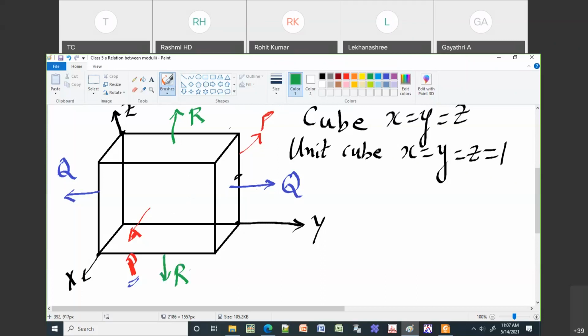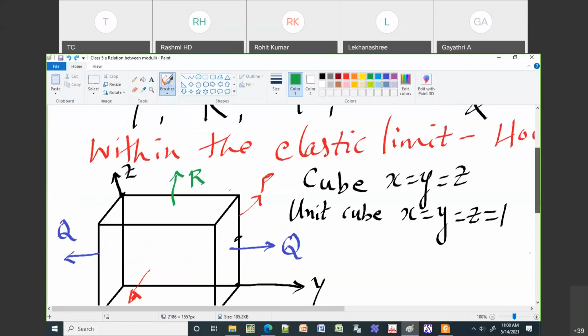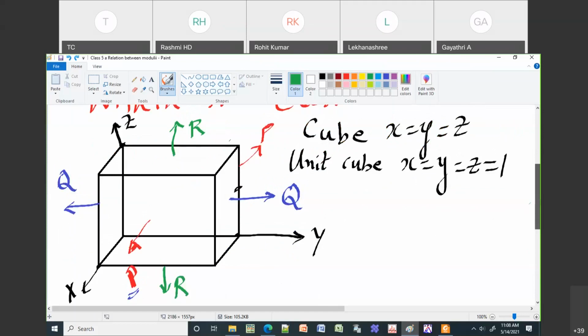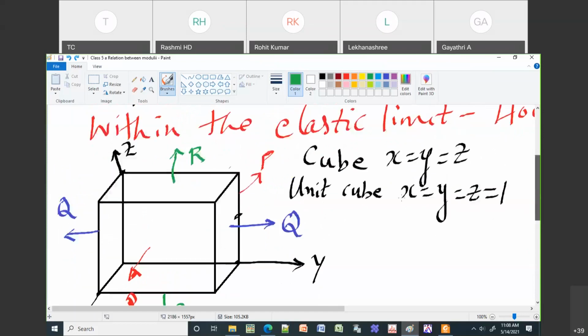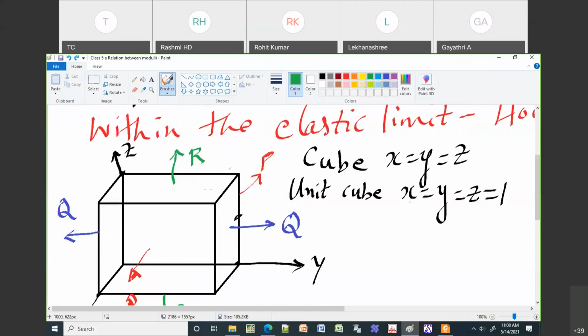So P, Q, R are the three forces which are acting on a unit cube. Unit cube means all sides of this cube are equal. So this is your starting point. You will consider a unit cube, where x equals y equals z equals 1 meter, 1 centimeter, 1 millimeter. It can be anything. Unity means it is one. All sides are equal to 1.